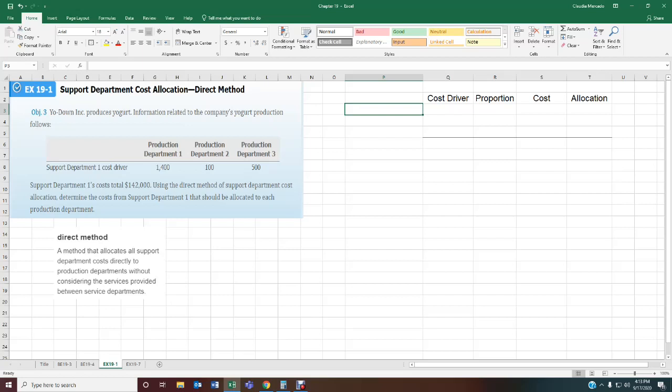Okay, now they're telling us here support department 1 costs total $142,000. That is how much we spend in support department 1. Using the direct method of support department cost allocation, determine the cost from support department 1 that should be allocated to each production department. So we have support department 1, and then we have 3 production departments, and we have to allocate those $142,000 to my 3 production departments. So we're going to have production department 1, production department 2, and production department 3.